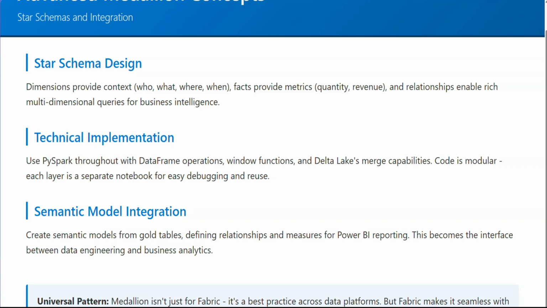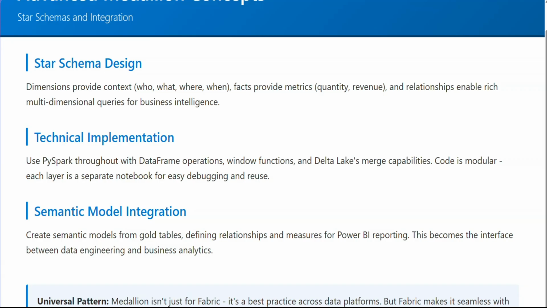And then finally, we'll create a semantic model from our gold tables, defining relationships and measures for Power BI reporting. The semantic model becomes the interface between our data engineering work and business analytics. So the Medallion pattern is not just for Fabric, it's a best practice across data platforms. But Fabric makes it seamless with integrated lakehouse, notebooks, and semantic models, all in one workspace. So by the end of this lab, we'll have built a complete Medallion architecture from raw files to a star schema ready for enterprise reporting and analytics.